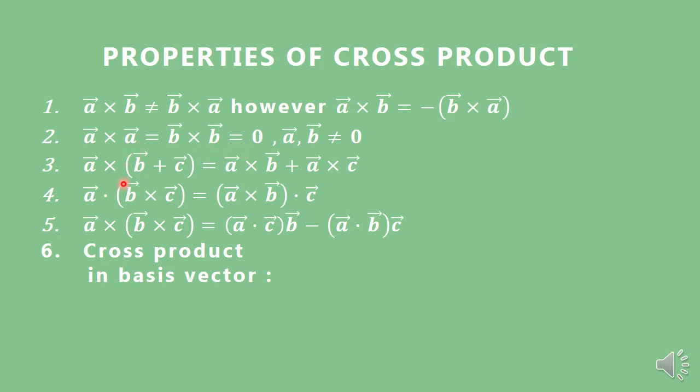The third one, cross product applies the distributive rule. A cross (B plus C) equals A cross B plus A cross C. The fourth one is the combination between dot product and cross product. So A dot (B cross C) is equal to (A cross B) dot C. The fifth one, A cross (B cross C) equals (A dot C)B subtracted by (A dot B)C.